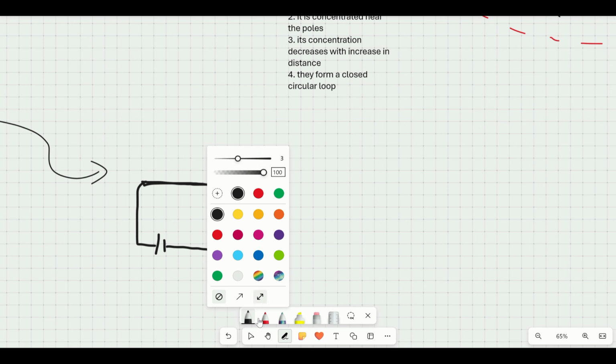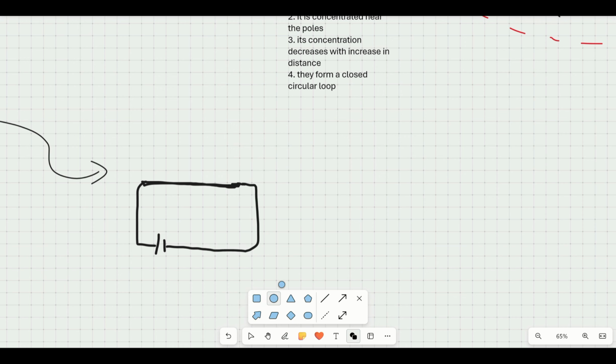Hans Oersted was having a compass, a basic compass which consists of a magnetic needle. So let's make the compass. We will choose a circle. Let's make a perfect circle. Yeah, he was having a compass.